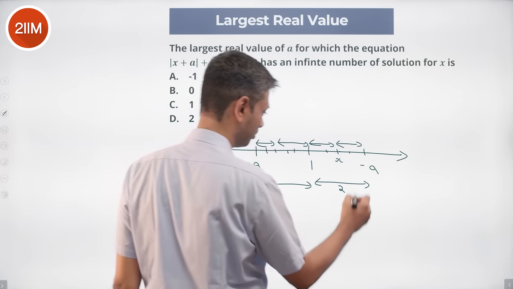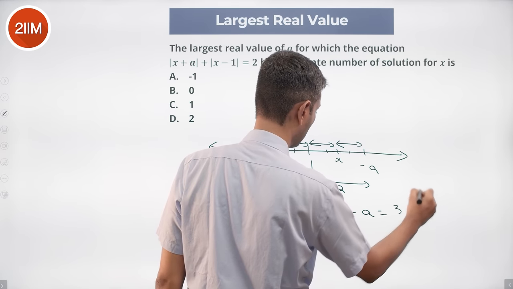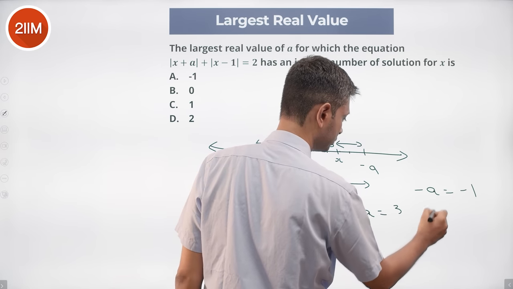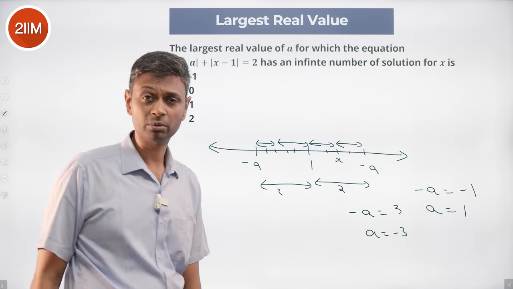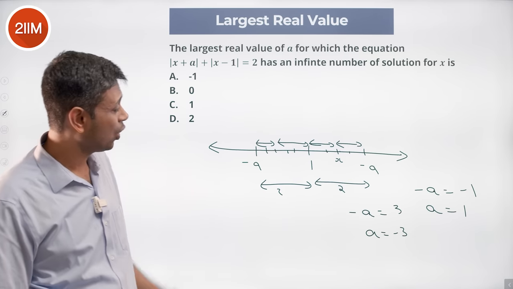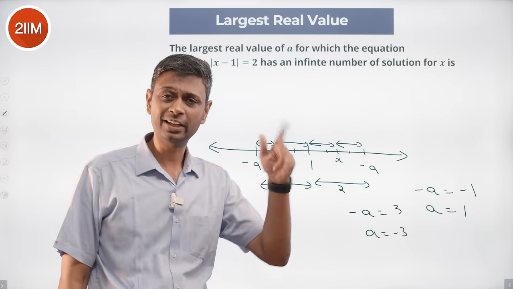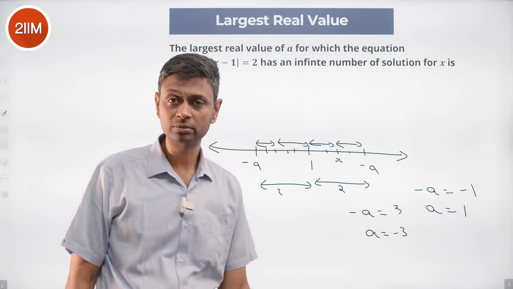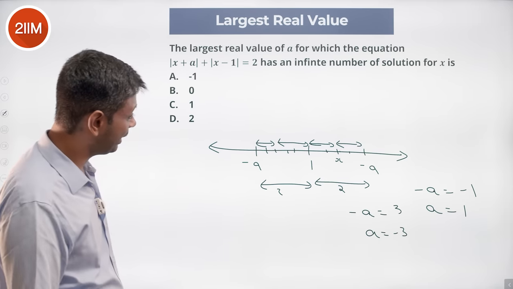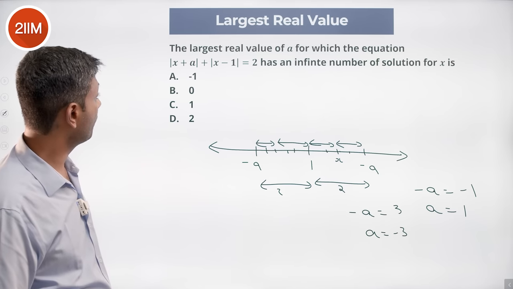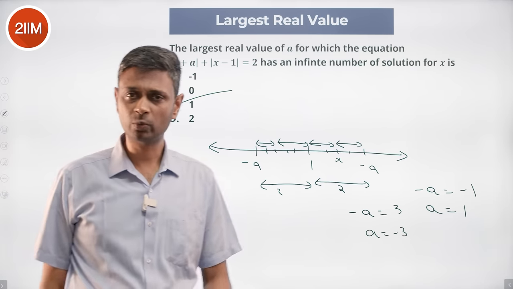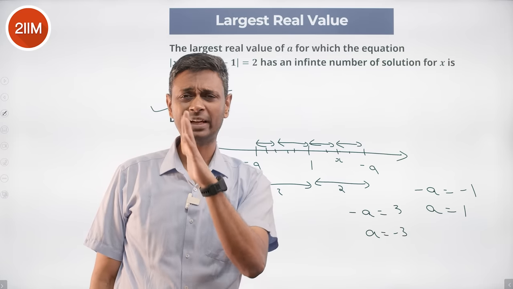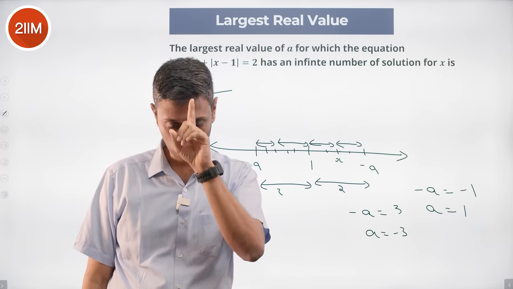Or minus a could be 3, minus a could be minus 1. A is 1 or A is minus 3. Both of these will be possible. So we're either thinking x lies between 1 and 3 or x lies between minus 1 and 1. So A is minus 3 or A is 1. The largest real value is 1. Minus 3 is not available. 1 works.